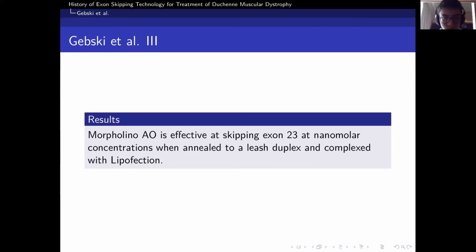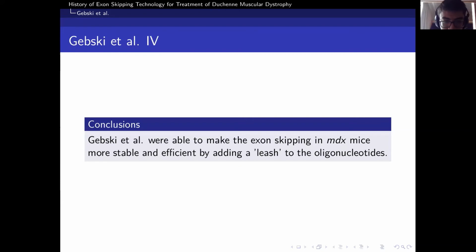Gebski's main result is that morpholino AO is effective at skipping exon 23 at nanomolar concentrations when annealed to a leash duplex in complex with lipofection. And then the conclusions are much the same.